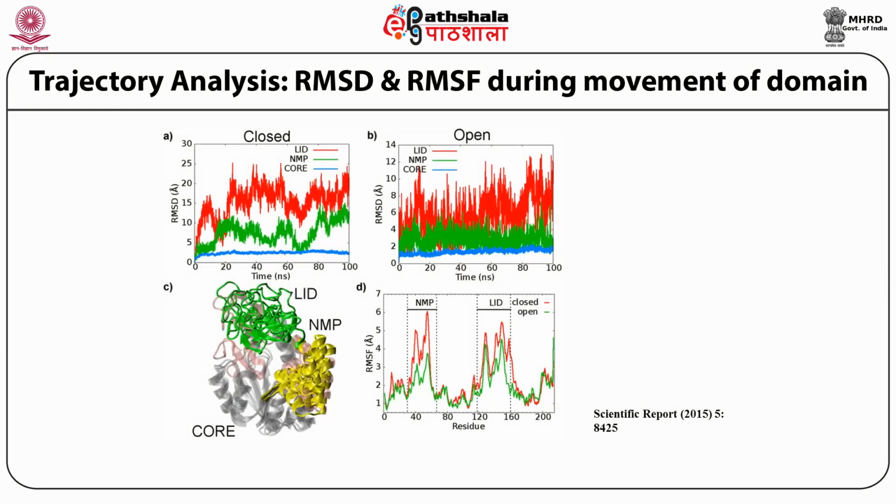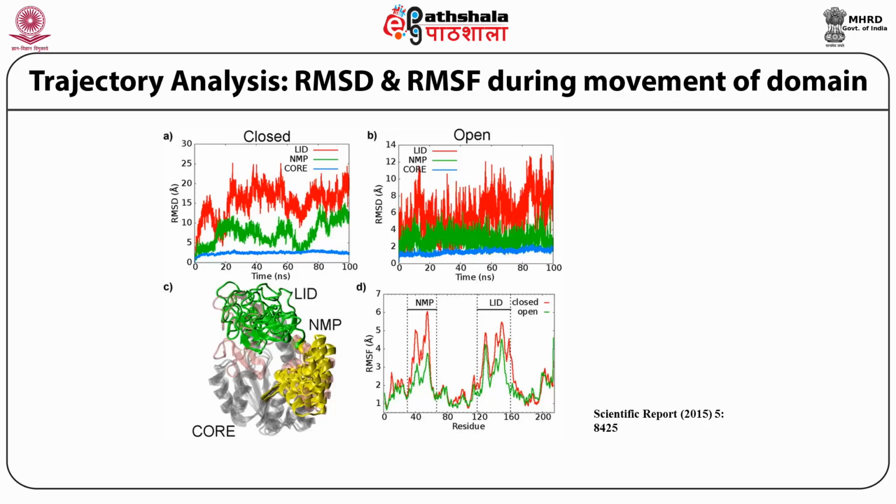This is an example of MD simulation of a kinase protein, which has two very mobile domains, lead and NMP, while the core domain is more stable. From the A and B plots, which show the root mean square deviation of different domains, we can see that the lead and NMP domains are more mobile, while the core domain is less mobile or more rigid. That is indicated by their respective root mean square deviation. In the D plot, we can see the root mean square fluctuations of the same MD run.